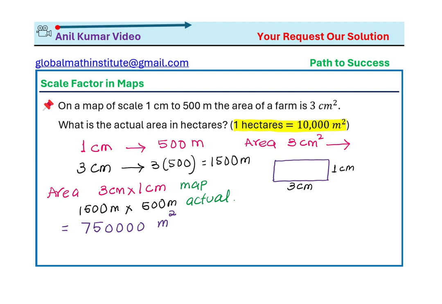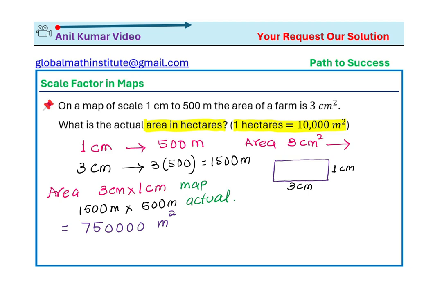But what we need is area in hectares. And the conversion for hectares is 10,000 meters square. So that's a conversion unit, right? So you need to divide this by 10,000 to get hectares, correct? So this is in meters square. So as you know, how do we do it?